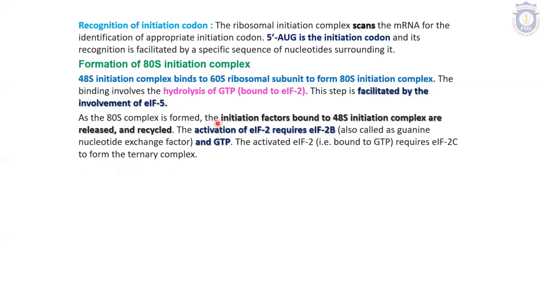Recognition of initiation codon. The ribosomal initiation complex scans the mRNA for the identification of the appropriate initiation codon. 5' AUG is the initiation codon, and its recognition is facilitated by a specific sequence of nucleotides surrounding it. Formation of 80S initiation complex.